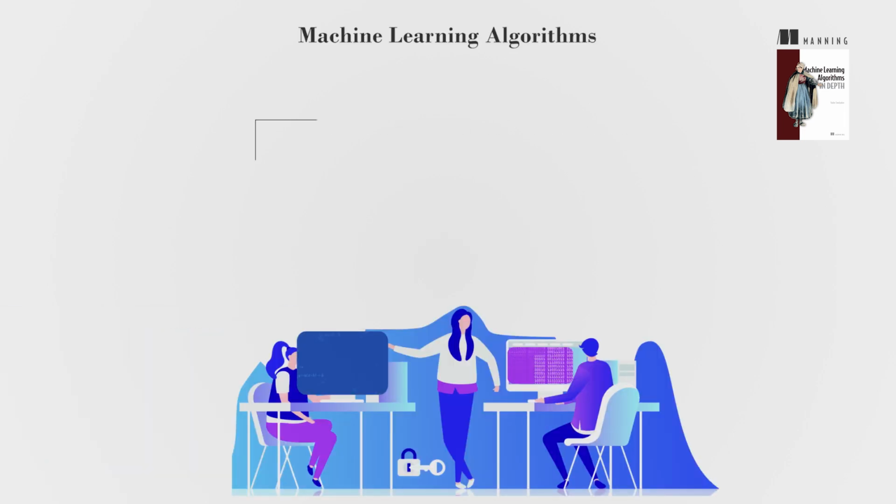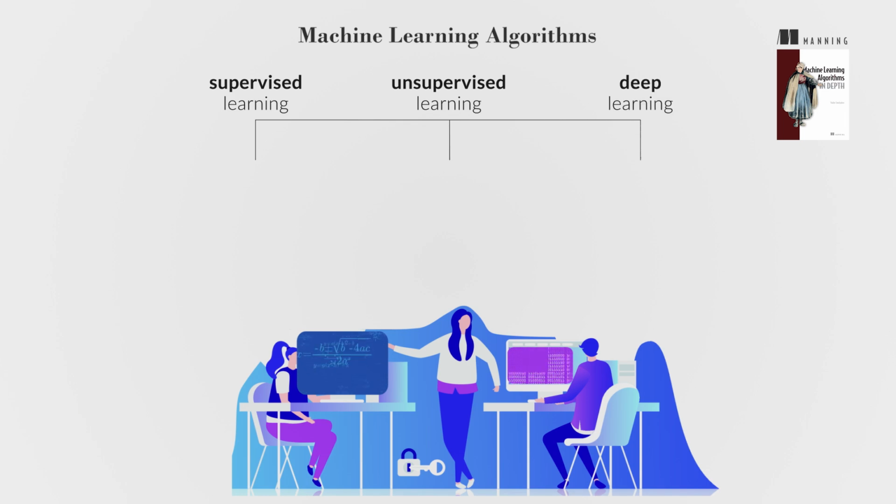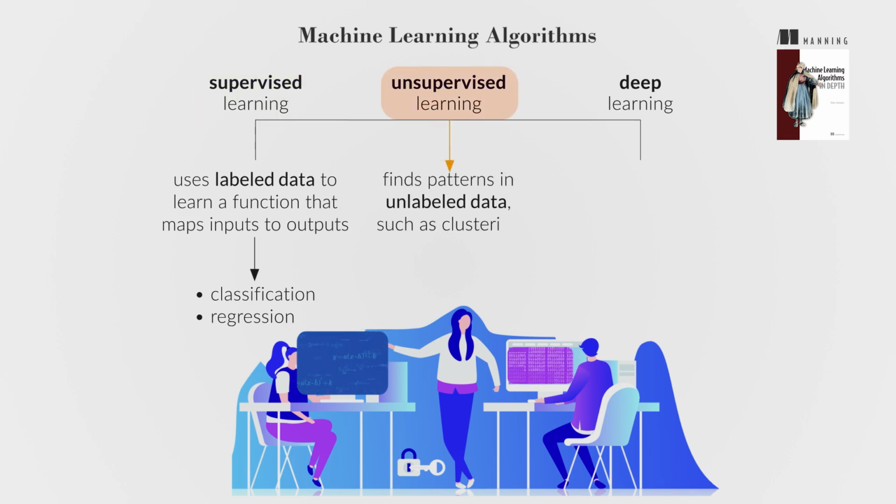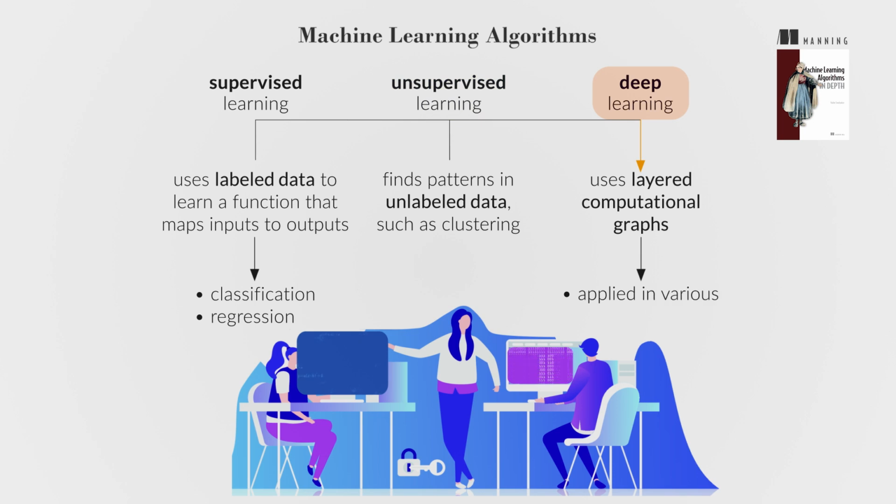Machine learning algorithms are categorized into supervised learning, unsupervised learning, and deep learning. Supervised learning uses labeled data to learn a function that maps inputs to outputs, with classification and regression as its two main types. Unsupervised learning finds patterns in unlabeled data, such as clustering. Deep learning, a subset of ML, uses layered computational graphs and is applied in various complex tasks.